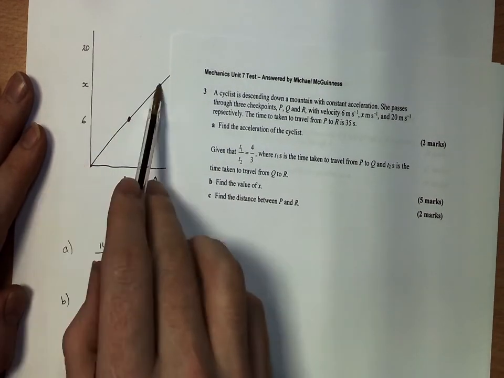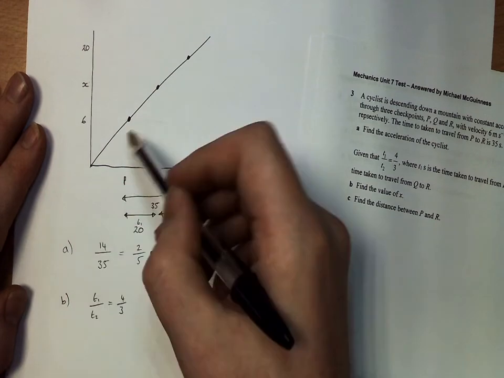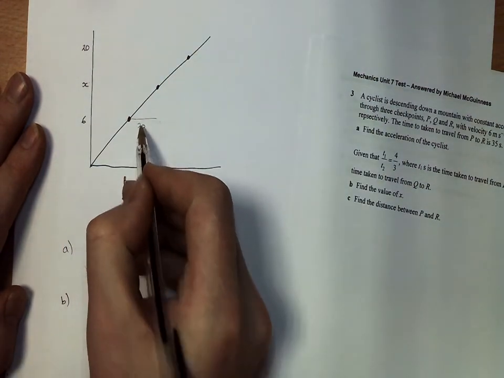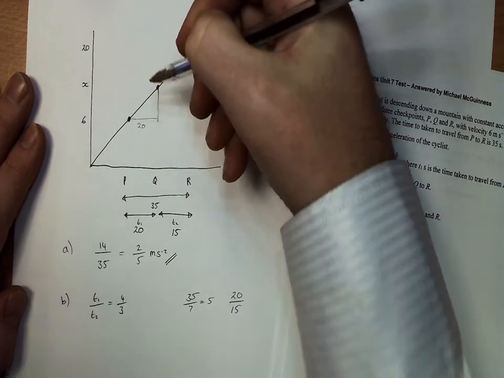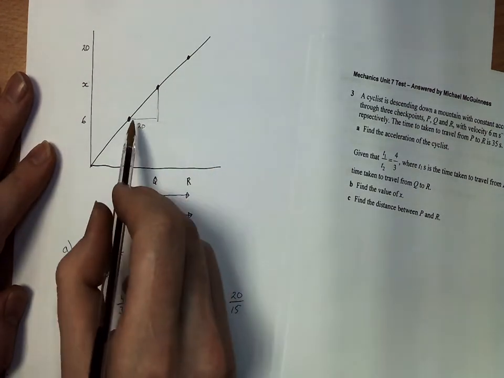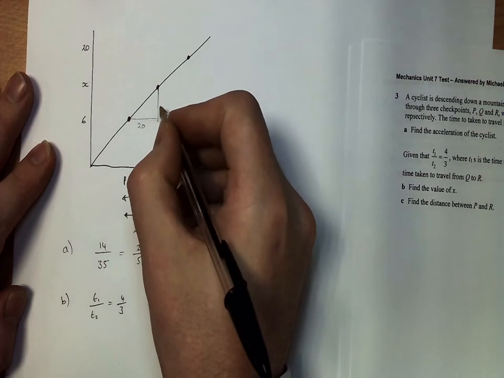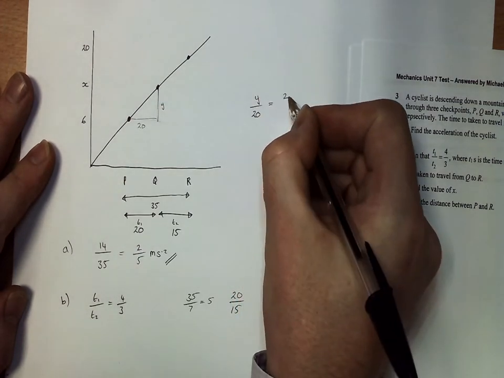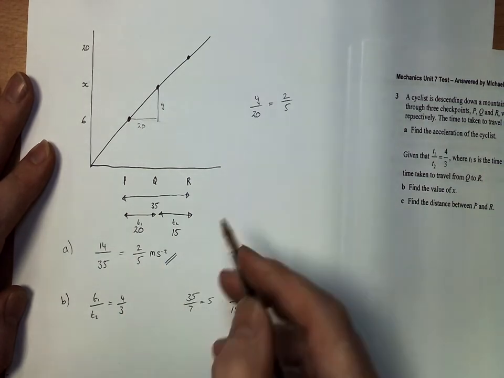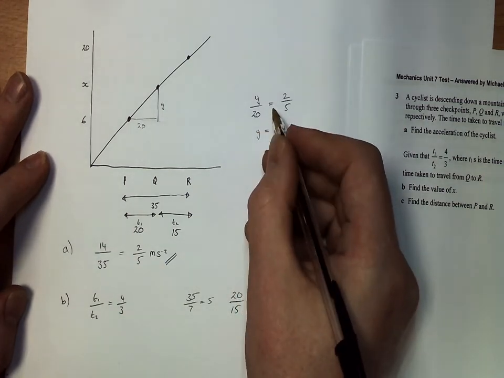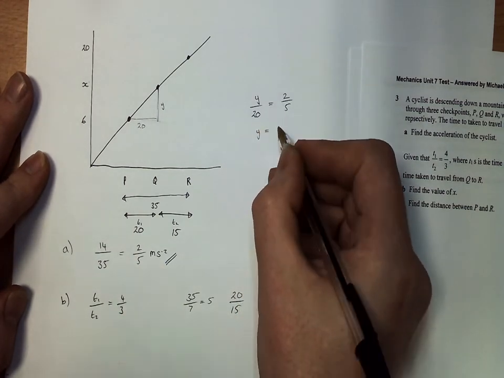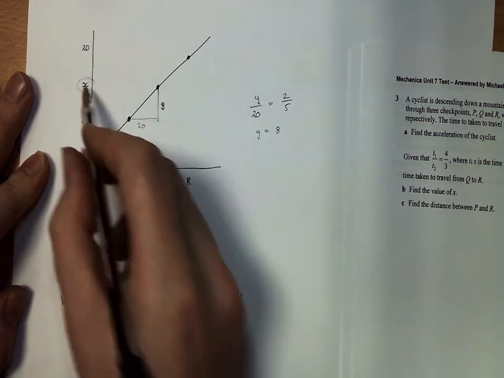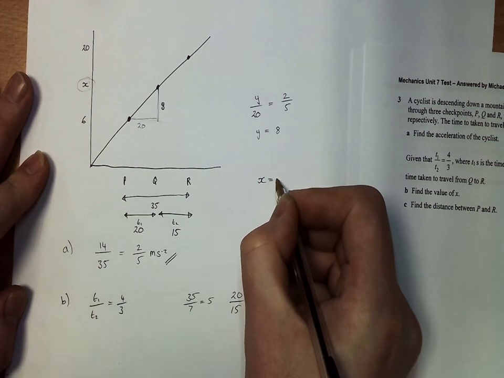We're asked to find the value of x. Because it's a straight line, the gradient is constant. So I can now use the fact that I know that this here is 20 to work out what that side there is. I want this change, y over 20, to equal 2/5, because that's what the gradient is going to be. So y equals 2/5 of 20, which is 8. So this side is 8. That means that x is 6 plus 8. So x equals 14.